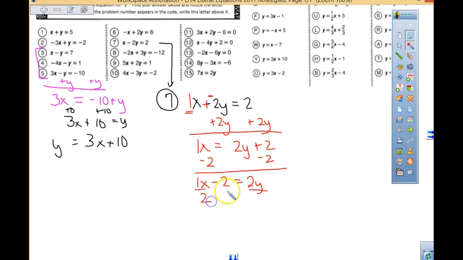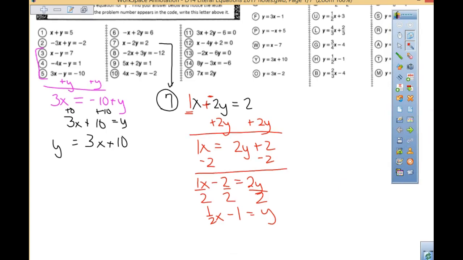A lot of you yesterday on that worksheet left something like this too, and you would leave it as x over 2. If you notice the answers up here, they don't have x over 2. That number is a 1/2 in front, so it's 1/2 x minus 1 equals y.